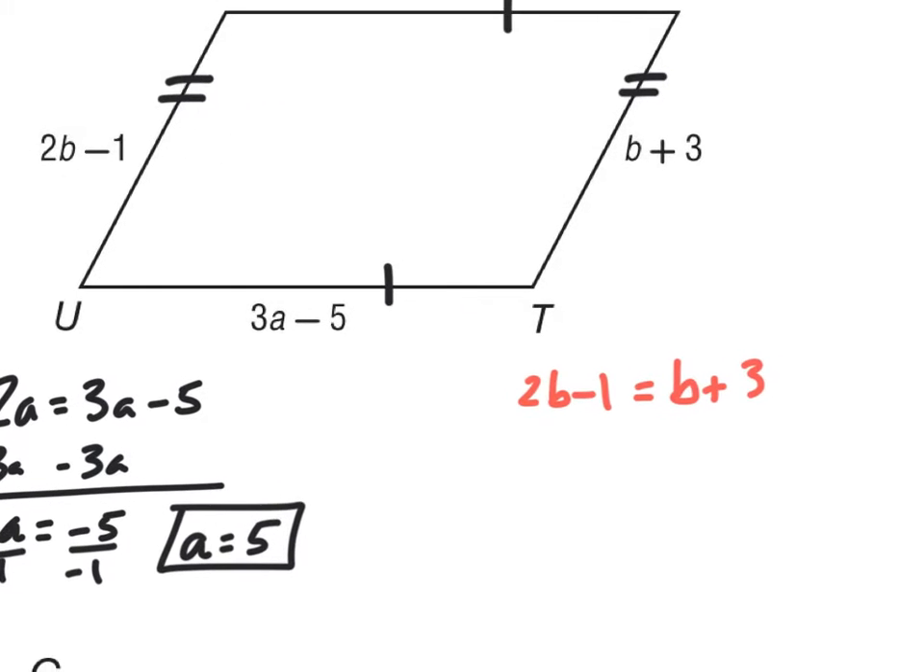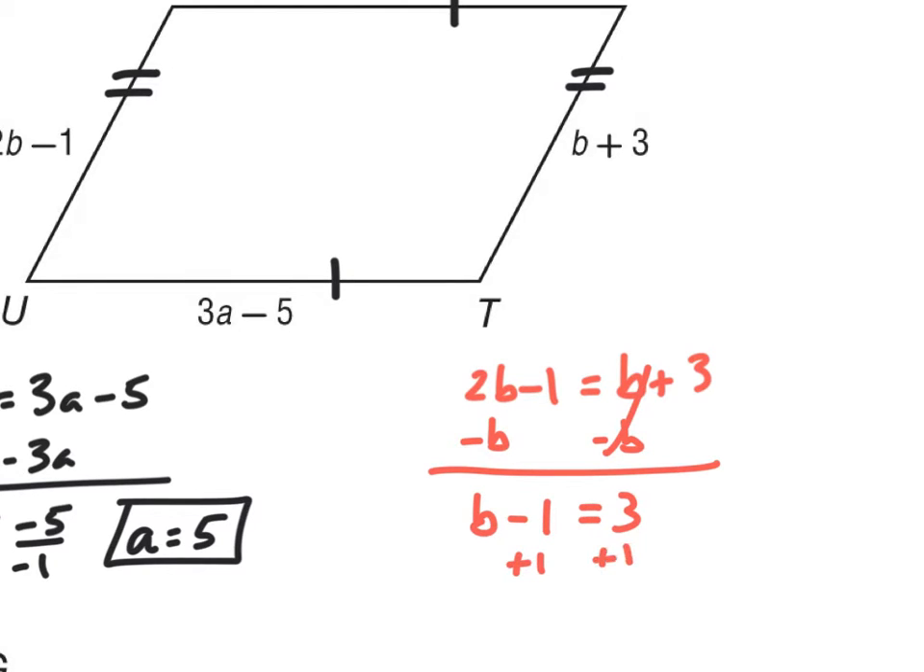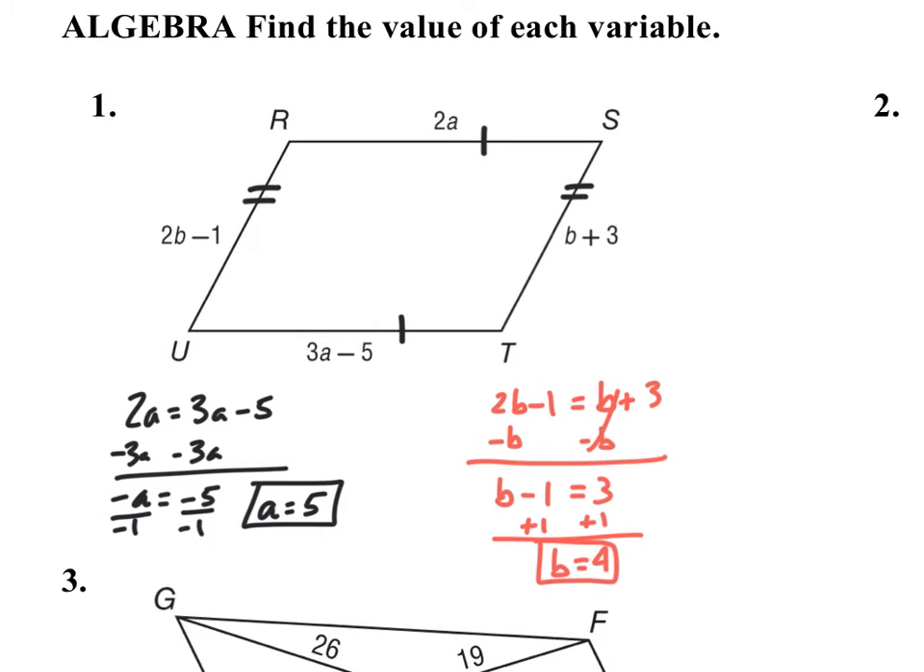So then in the next one, let's subtract b from both sides, just solving this equation for b. That's going to give me b minus 1 is equal to 3. So I want to add 1 to both sides. And then I get that b is equal to 4. And that's it. That's all you need to do for something like that. So just using the properties that we know about parallelograms to help us answer questions.